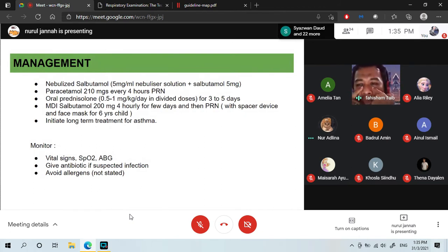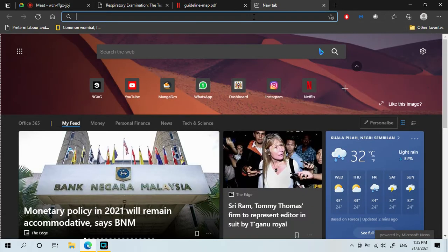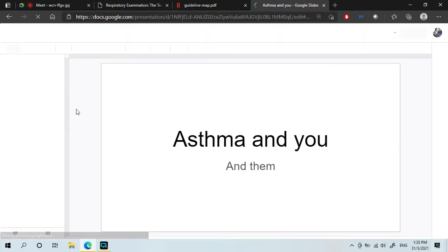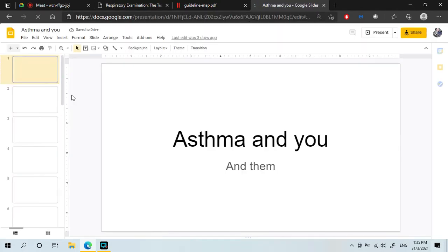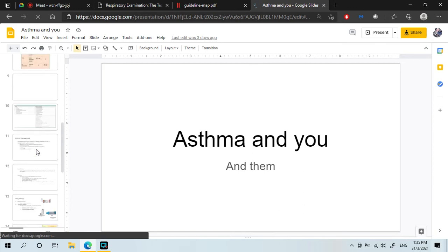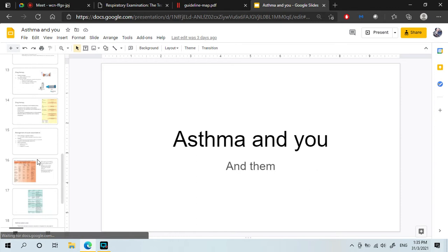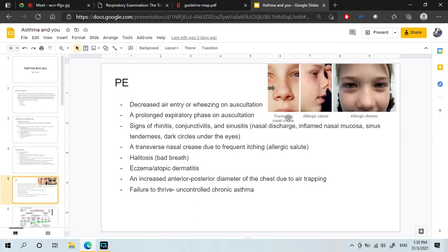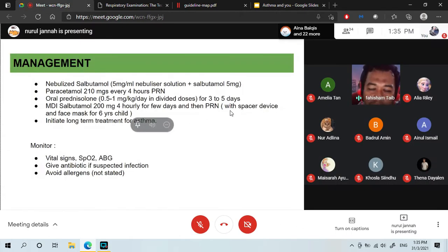So you will see shiners. With itchy eyes, they will rub their eyes, and then they will get black shiners. They will have a runny nose and do the allergic salute, so you have a crease over here, the nasal salute. And then the third one is that you look into the nose, looking for hypertrophy of the inferior nasal turbinates. That's confirmatory that there's an element of allergic rhinitis.